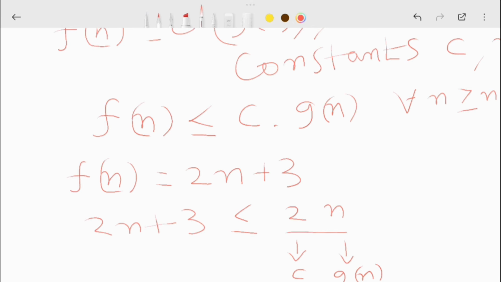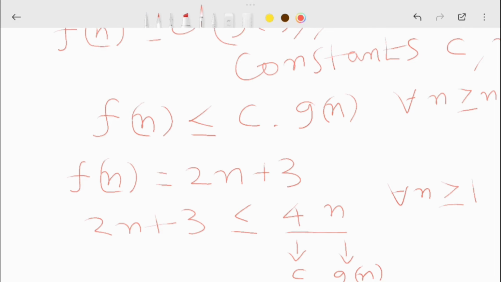So next we can find some other values. For example, instead of 2, if it is 4, then definitely 2n plus 3 is less than or equal to 4 into n for any positive values of n. So n cannot be 0. That means for all n greater than or equal to 1. So n also cannot be 0.